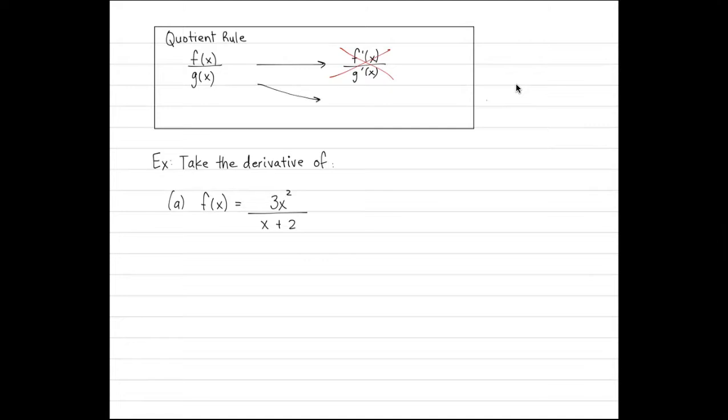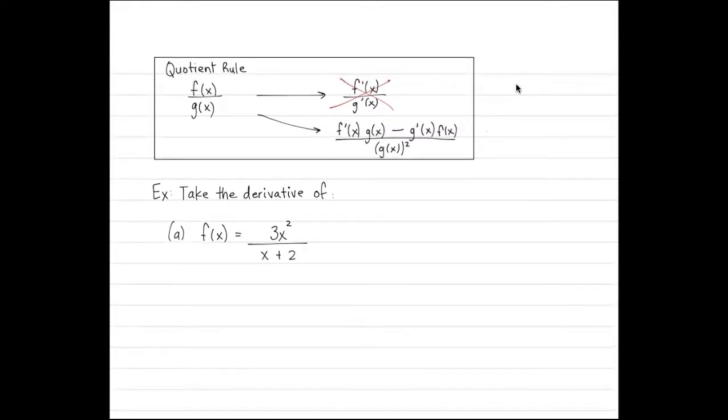Quotient means dividing. So it's the derivative of the top times the bottom, minus the derivative of the bottom times the top, divided by the bottom squared. And in this case, for the quotient rule, it actually is really important that you get this as the first term and this is the second term because of that minus sign in there. It's important that you get the order right.